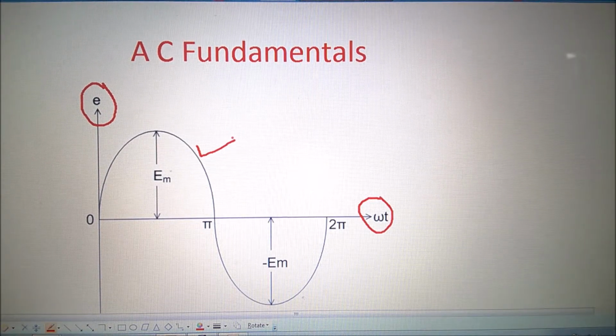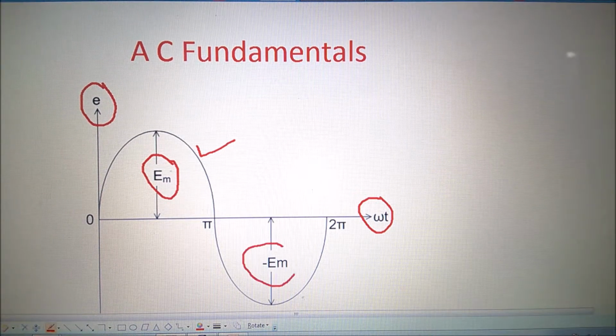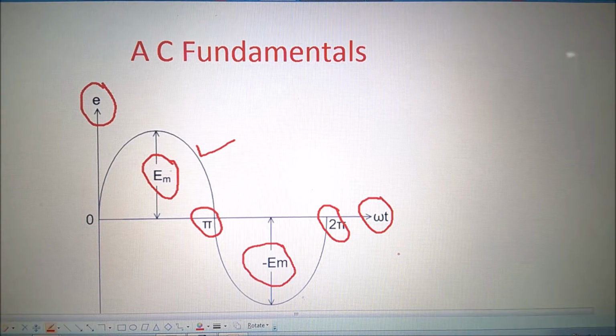Then we can say this is the alternating voltage waveform, where you can see that Em is the maximum and minus Em is the minimum, and you can see that pi is the phase angle and 2 pi is the phase angle for a complete one cycle. Therefore, what I am showing is a complete one cycle of the waveform, and similarly for the current waveform also.